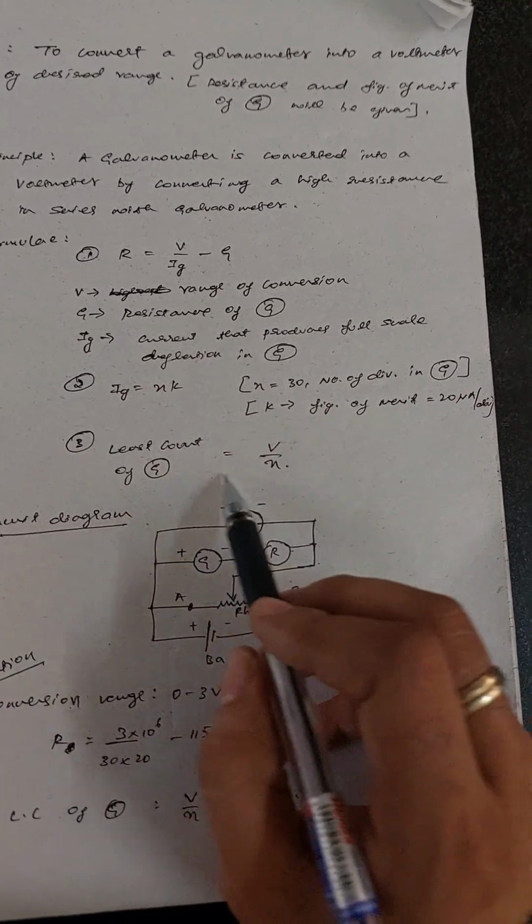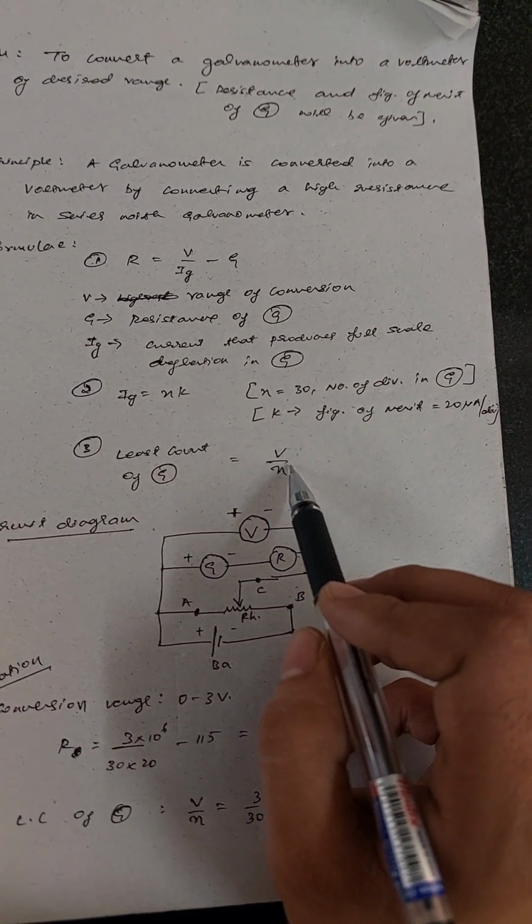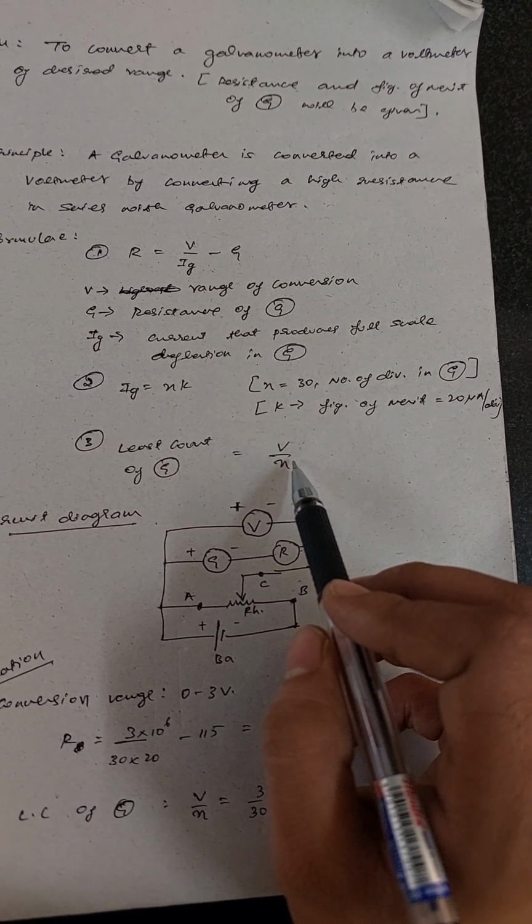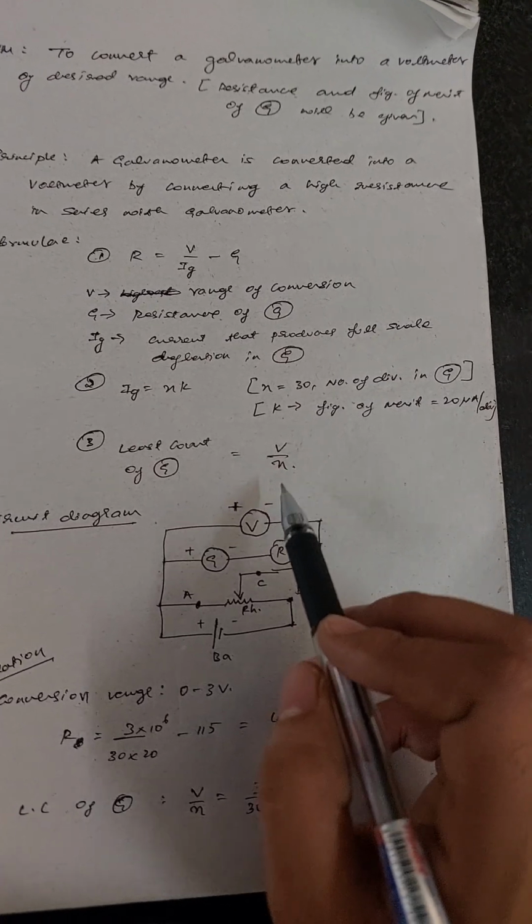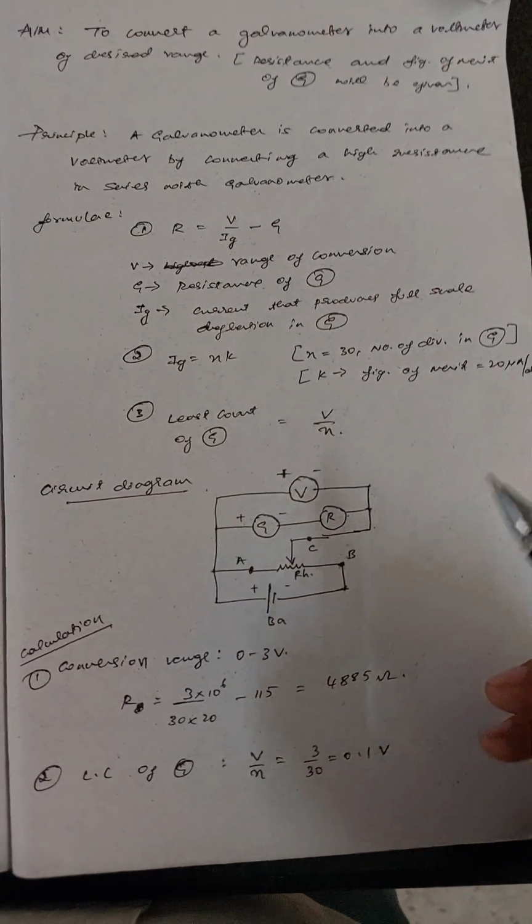Now the least count of galvanometer is given by V by N, where V is the range of conversion. So if the range is 0 to 3 volts, then V is 3 volts. N is anyway always 30.